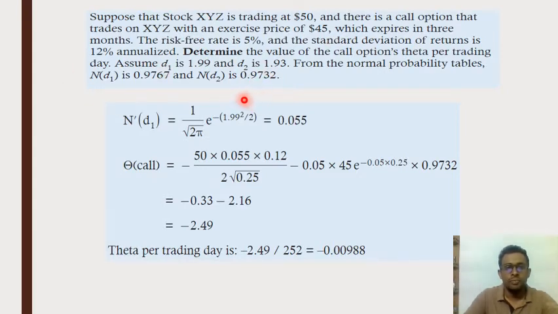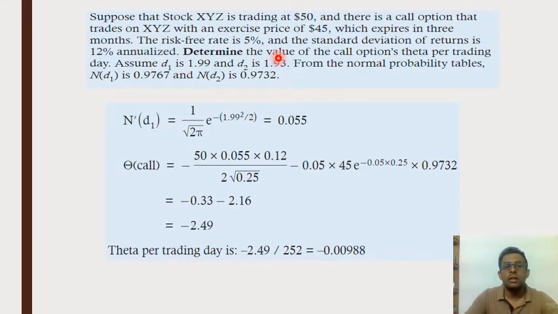These things are given, and we don't need to calculate all of them. N dash d1 we will need to calculate: 1 by root of 2 pi into e raised to minus d1 square by 2, which gives us 0.055. The call option theta can be calculated using our formula: S0 into N dash d1 into sigma, 0.12, divided by 2 root t, minus 0.05 into 45, the strike price, into e raised to minus rt, where r is the risk-free rate and time t is 0.25 because it is in years and 3 months is 3 by 12, which is equal to 0.25, into N of d2.